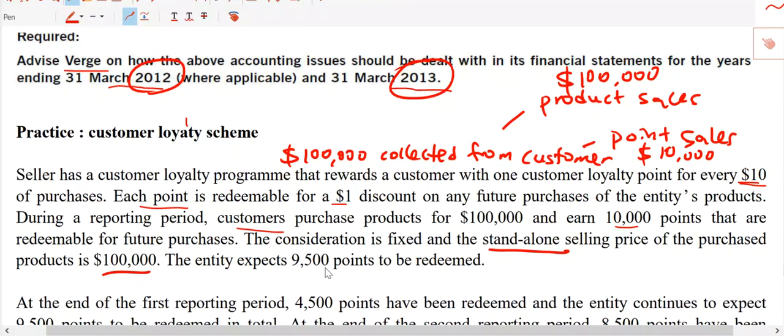The entity expects 9,500 points to be redeemed. Even though we have given out 10,000 points, maybe not all customers would like to redeem. Some might just leave us for good and not want to come back. Some continue to come back, but they don't bother to claim the points. So based on our experience, we expect only 9,500 points to be redeemed. In this case, I'm going to change this to 9,500. Even though we have given out 10,000 points, 500 points are not going to be redeemed by the customer.